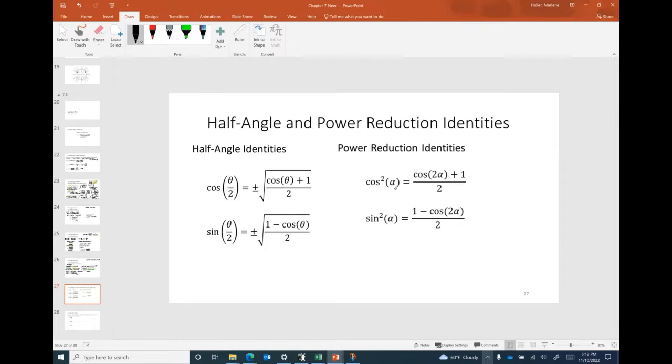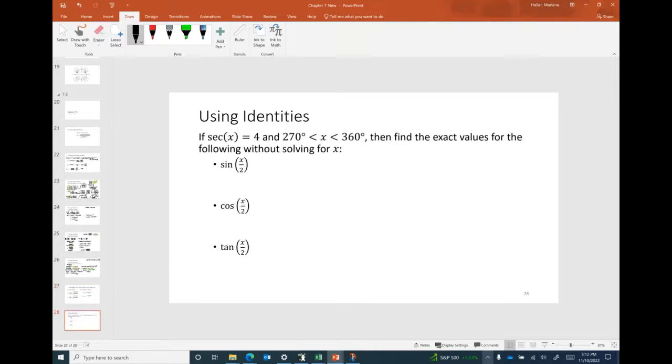Sometimes you want to rewrite a single angle as a double angle, or you may have a pattern where you can undo a double angle to a single angle and squared. Let's take a look at some examples using these half angle identities to find an exact value.